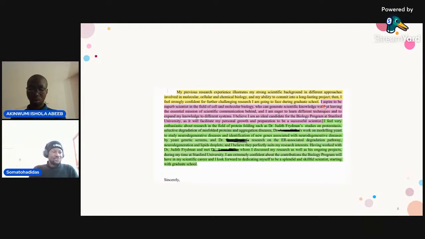So he said, "I aspire to be a super scientist." This is a part of the career goal. "In the field of cell and molecular biology, who can generate scientific knowledge without leaving the essential mission of scientific communication behind, eager to learn different techniques and to expand my knowledge to different systems. I believe I am an ideal candidate for a biology program at Stanford University, as it will facilitate my personal growth and preparation to be a successful scientist."